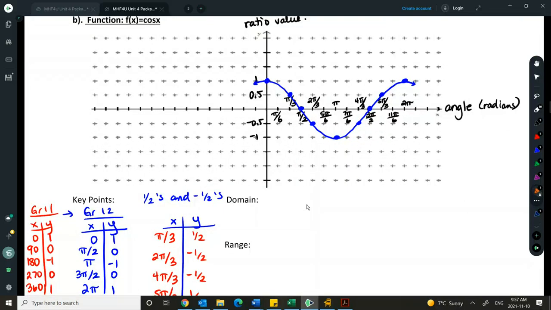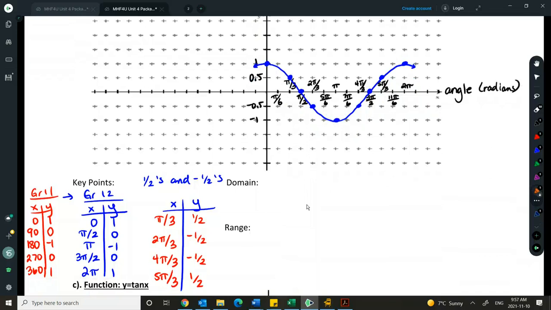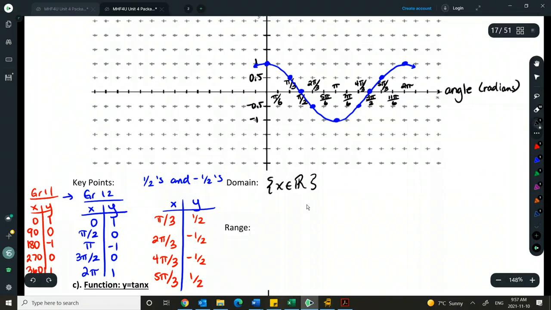Okay, sine and cosine are such similar functions. They have exactly the same domain and range as well. They're just shifted versions of one another. So x is all real numbers. It keeps going forever in both directions. And then the range is the same. The y's fall between and equal to -1 and 1. Okay, we can see that here.